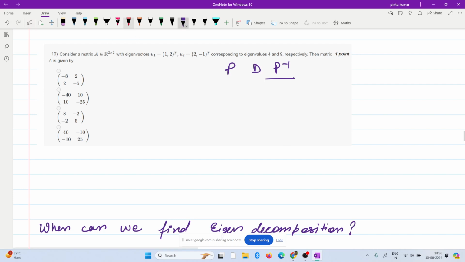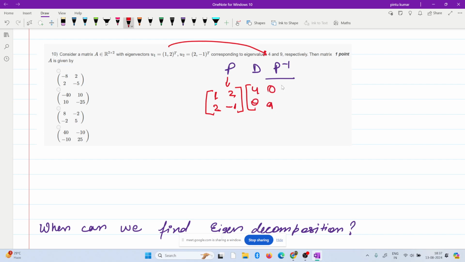Because you are given eigenvectors, you can find the P. You can just write eigenvectors as columns. So this is 1, 2. This is 2, minus 1. And then you can write your diagonal matrix. So the corresponding eigenvalue is 4, so 4 here, 9 here, 0 here, 0 here. Then you can find the inverse of this matrix and write it over here, and that would be your A. Right? So you can do the calculations.